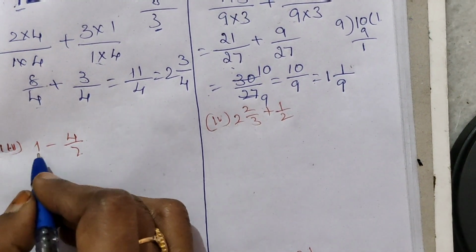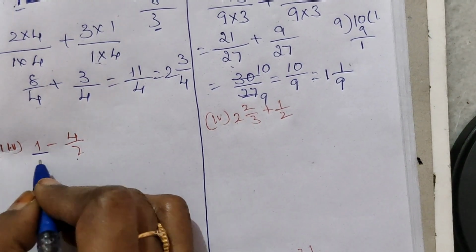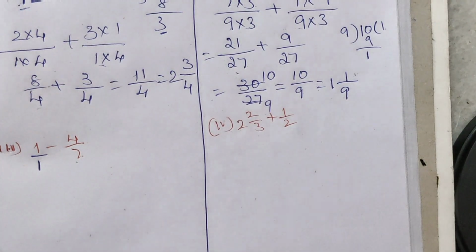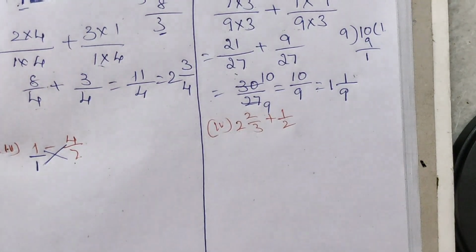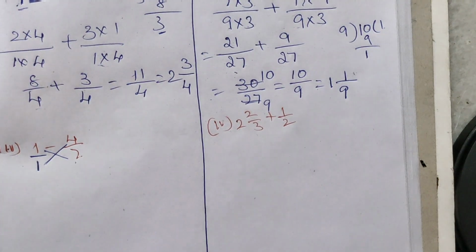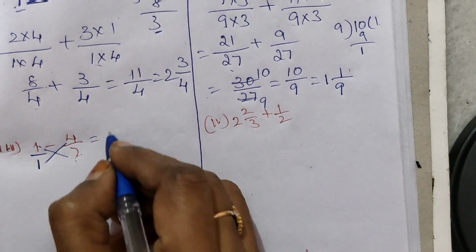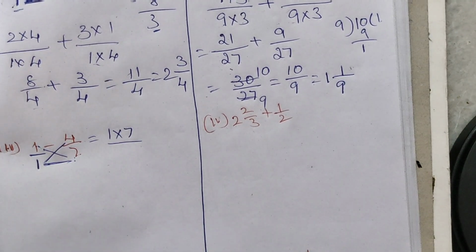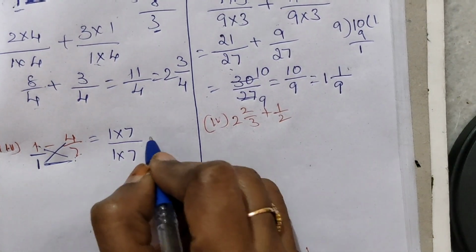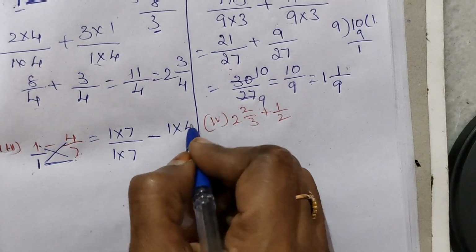Next, the third question is 1 minus 4 by 7. Here nothing is there, which means we have denominator 1. So 1 by 1 minus 4 by 7. This also I will do with the help of the butterfly method. First, I will convert them into like fractions. 1 into 7 by the two denominators multiplied, 1 into 7, minus 1 into 4.